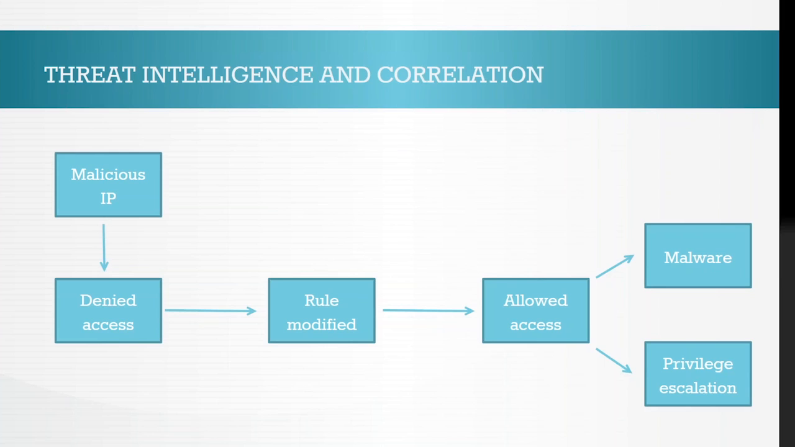So such an attack pattern, a chain of events, maybe several denied connections by your firewall, followed by a firewall rule modification, followed by the same IP address being allowed access by the firewall, such a chain of events can again be captured by a SIEM solution's correlation engine so that you can detect such complicated attacks as well.